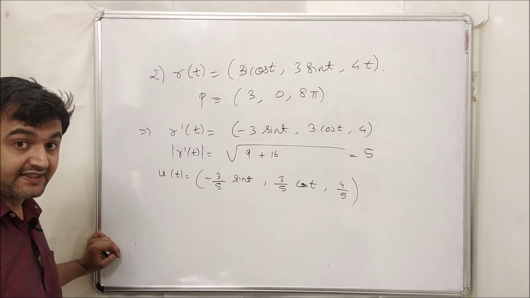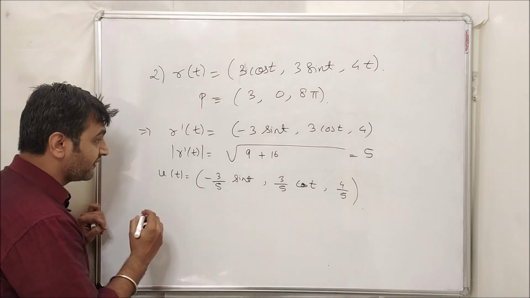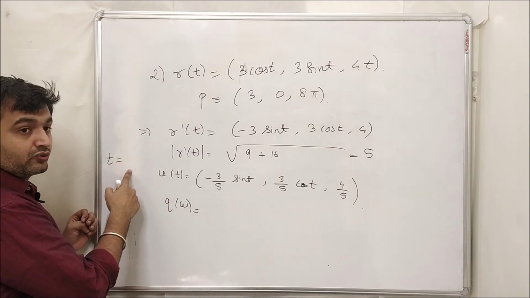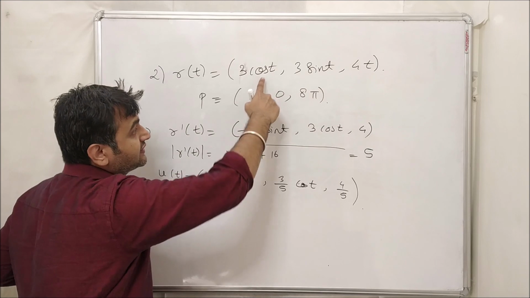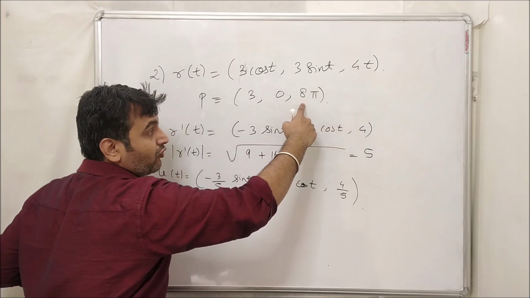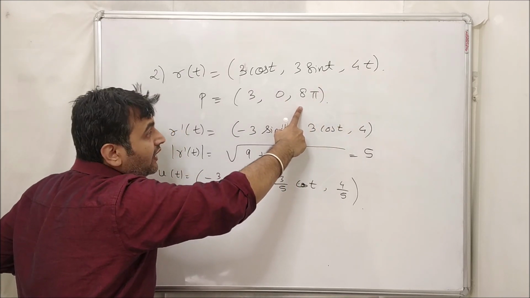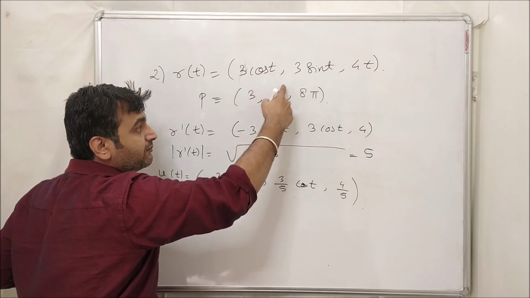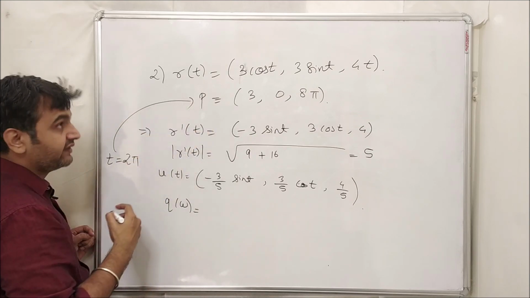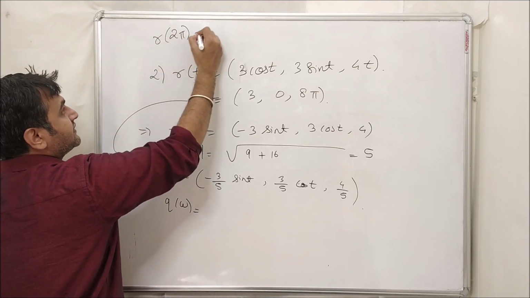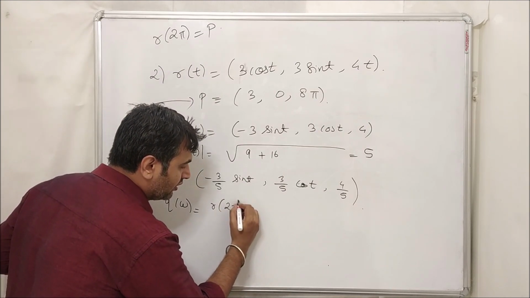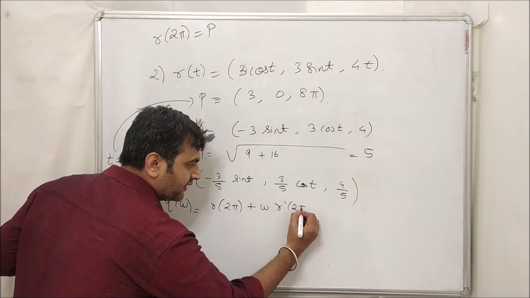Now let's sketch the tangent line. For that you should find q of w, right? So what t should you take so that you get the point P? Here it is 3, that means this has to be 1. Here it is 0 and here it is 8 pi. So if you see over here, your t is nothing but 2 pi. And is 2 pi satisfying the first two components? Yes. So if you take t equal to 2 pi, then it corresponds to point P. That means r of 2 pi is nothing but P. Okay. So what you do is you find r of 2 pi plus w into r prime of 2 pi.